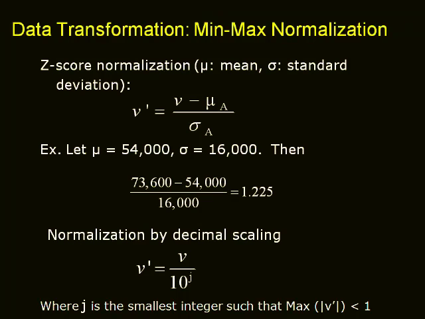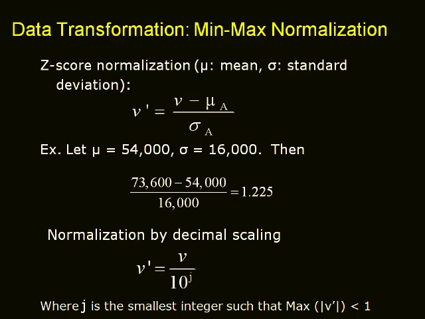The third kind of method is called normalization by decimal scaling. Here every value of V is divided by some number 10 to the power of j, where j is the smallest integer such that maximum of V dash is less than 1. The j gives the index such that maximum of V dash is less than 1. So in that fashion we can replace every value of V into a V dash by taking the ratio of V with 10 to the power of j.